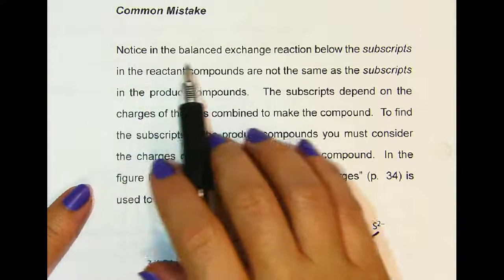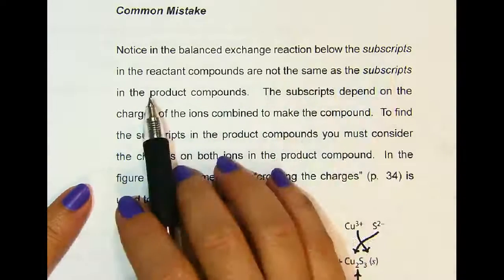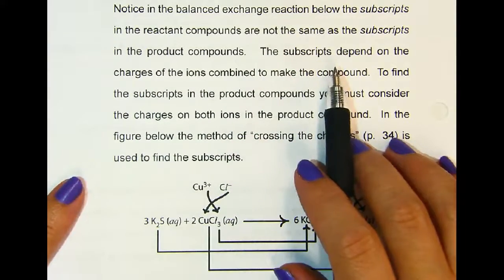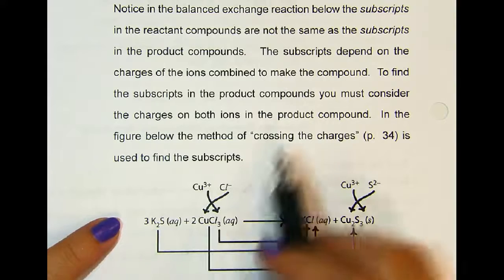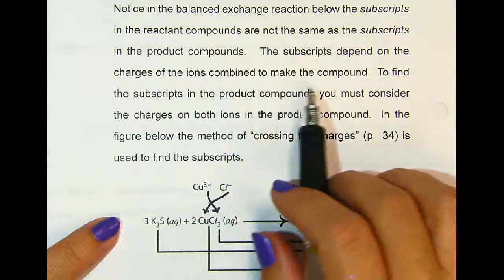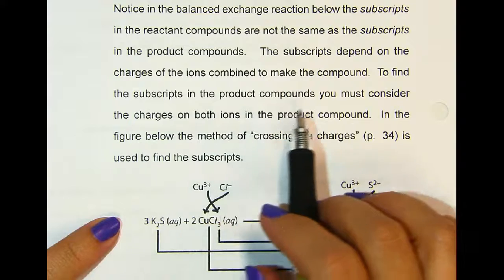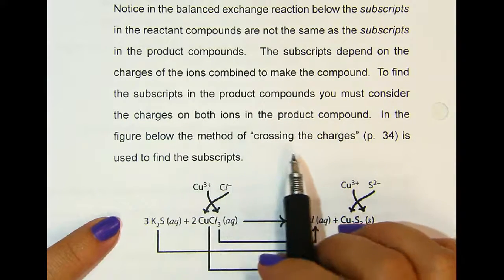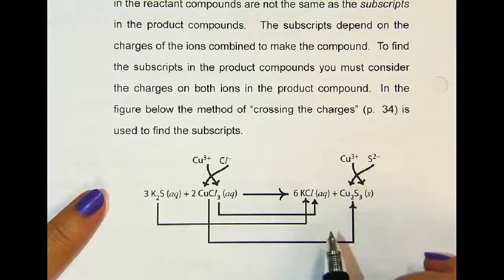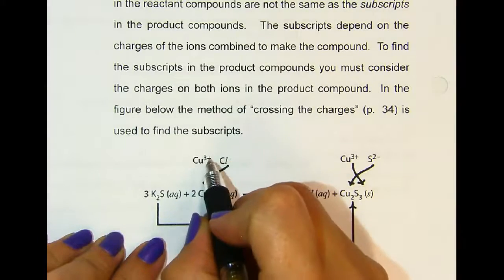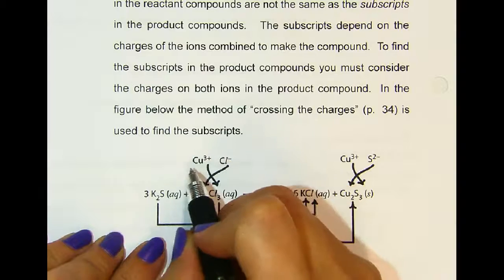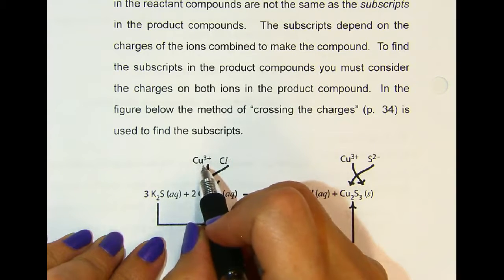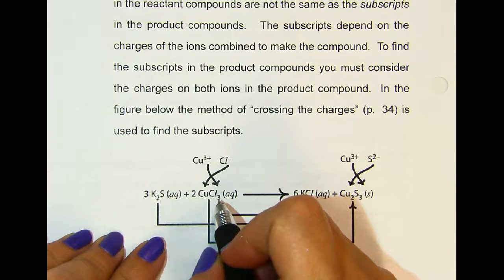Common mistake. Notice in the balanced exchange reaction below, the subscripts in the reactant compounds are not the same as the subscripts in the product compounds. Subscripts, that's the little numbers here, depend on the charges of the ions combined to make the compound. To find the subscripts in the product compounds, you have to consider the charges on both ions in the product compound. In the figure below, the method of crossing the charges is used to find the subscripts. Meaning, since copper is plus 3 and chloride is minus 1, you have to balance the charges. It's going to take 3 -1 chlorides to balance this 1 copper plus 3. And that's why there's a subscript of 3 here.